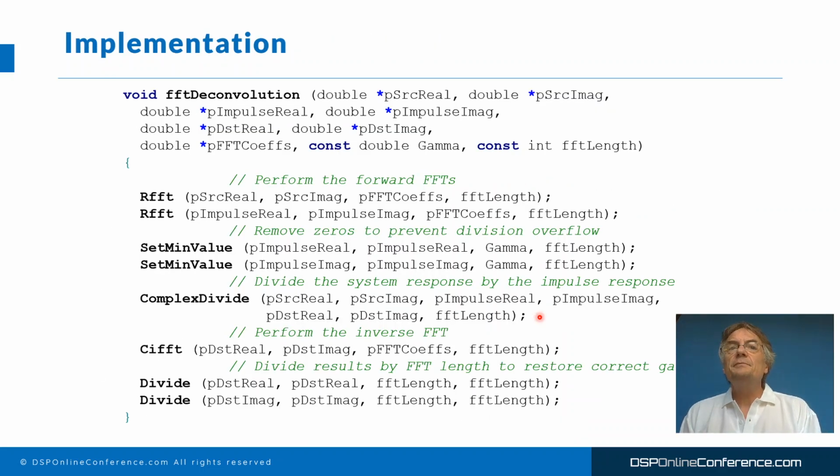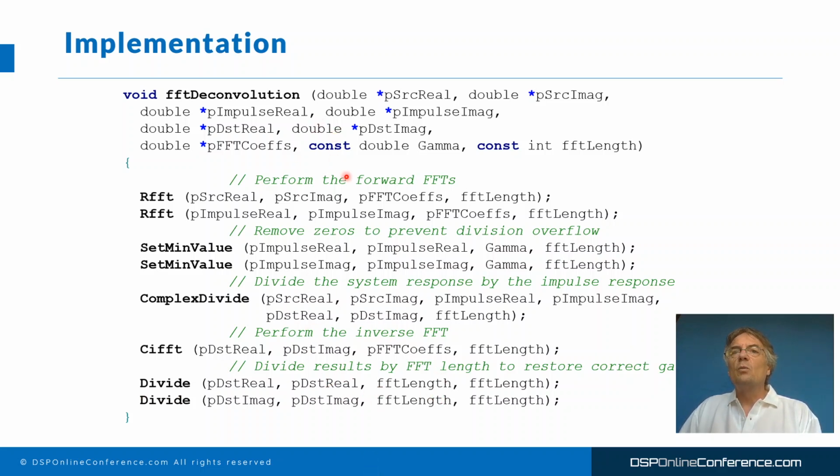Here's the code. This is the simulation code. This wasn't the real-time code, because remember, in my real-time code I pre-calculated the impulse response, pre-performed the division, and in the real-time code I performed a complex multiplication. But for the simulation I was just doing the whole process, so fast Fourier transforms, set the minimum value, complex divide, inverse Fourier transforms, and then I was also normalizing the FFT length so that the end-to-end gain was 1.